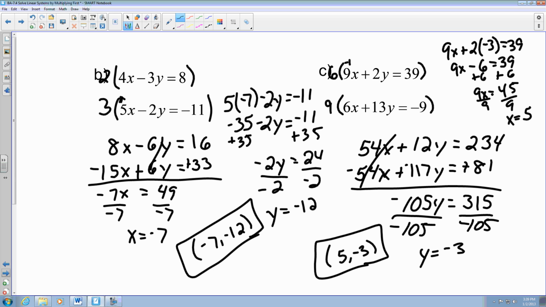And that is solving linear systems by multiplying first. And hope this helps.